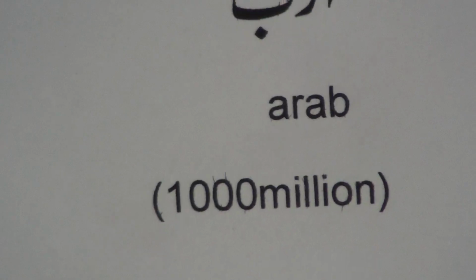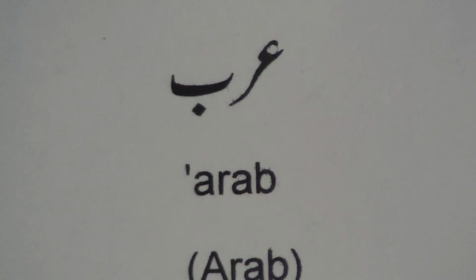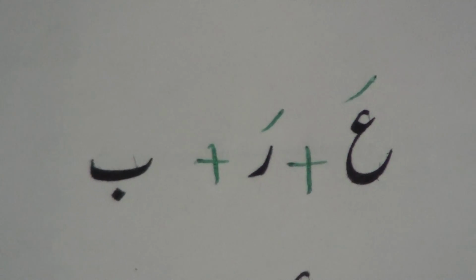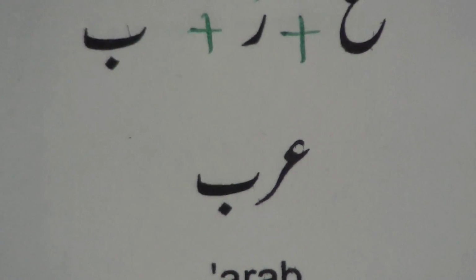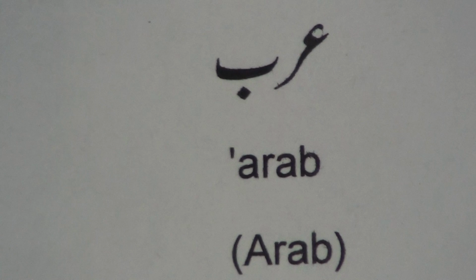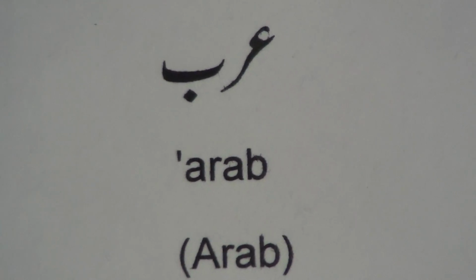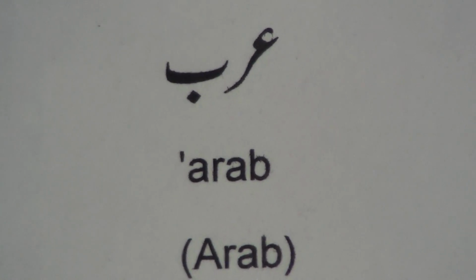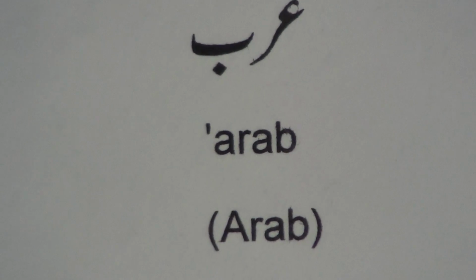And Arab is with Ain. Ain Zabar A, Re Zabar Ra and Be. Arab. Arab means Arab nations. And Arab with Alif is a figure equivalent to 1,000 million.